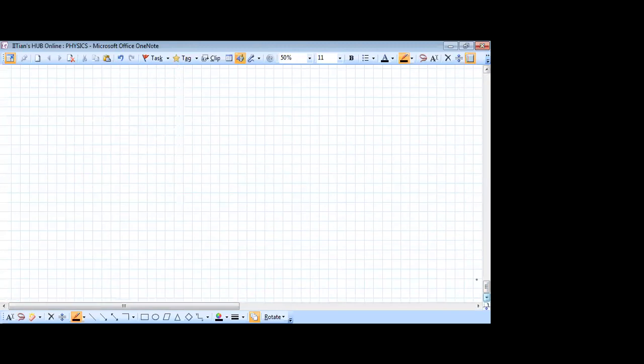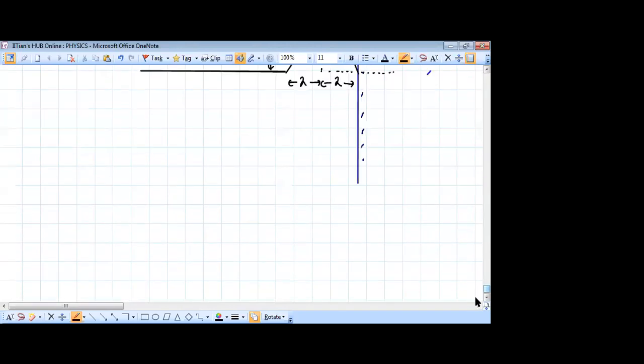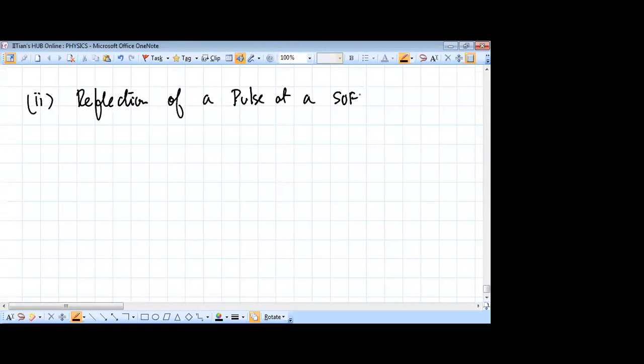Okay. Now moving on, there is another kind of situation for reflection at a boundary. So let's come to that now. So this was our first case of reflection at a boundary. The second case is reflection of a pulse at a soft boundary, at a so-called soft, or what we understand as flexible, boundary point.